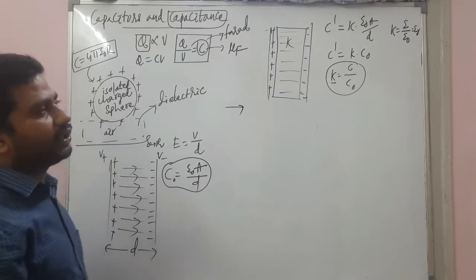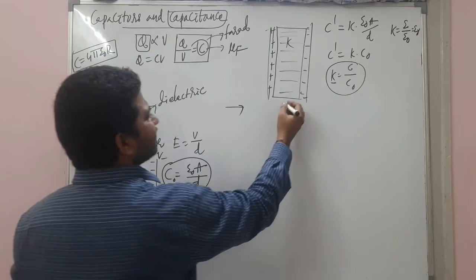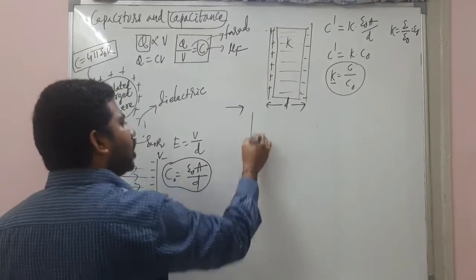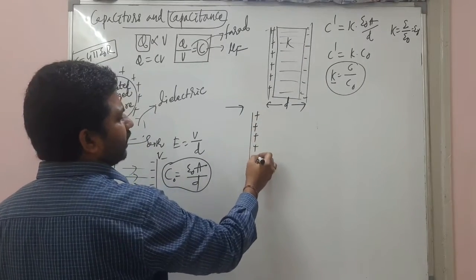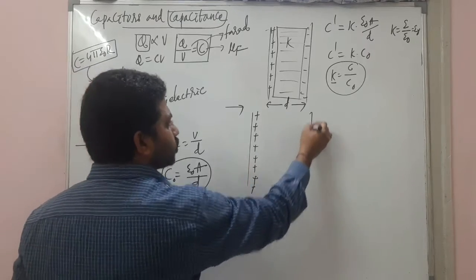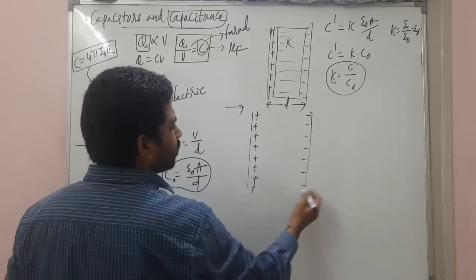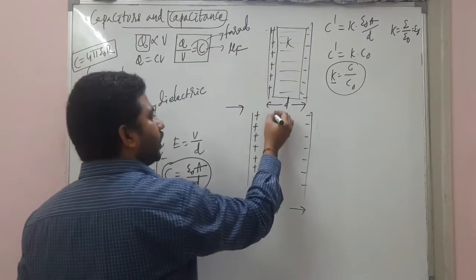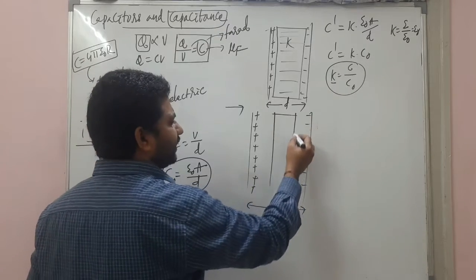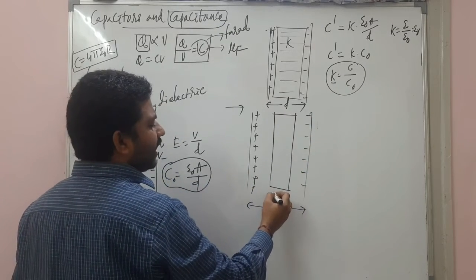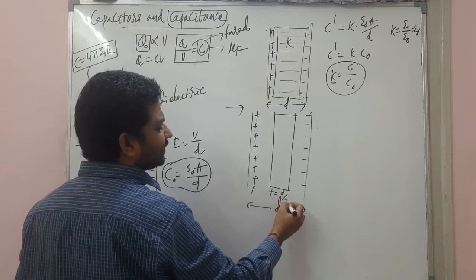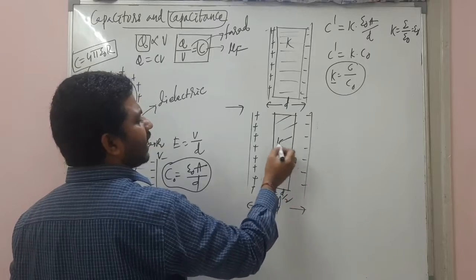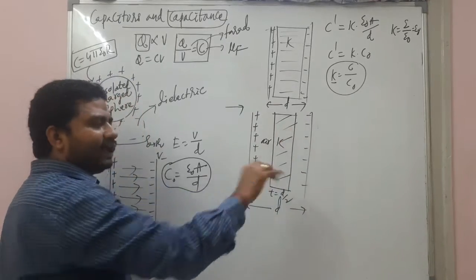Now, one more point here I just wanted to mention. Here the dielectric has completely filled the space. If not, what happens? This is the positive plate here and there is a negative plate here, and the distance between them is D. There is air present here. So imagine a dielectric is placed with thickness D by 2, for example. This is the dielectric K and the rest of the space is occupied with air.